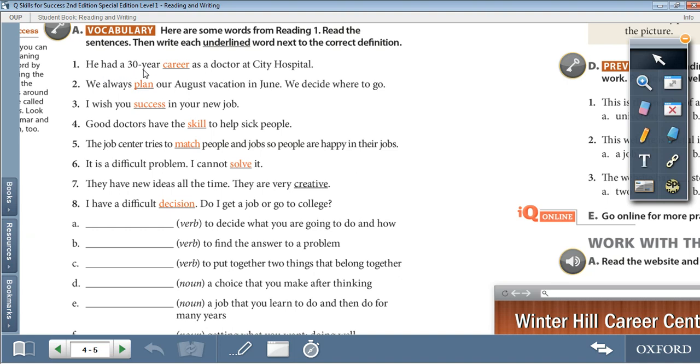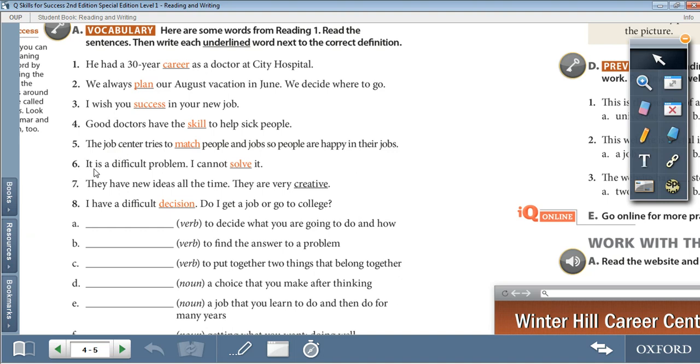1. He had a 30-year career as a doctor at City Hospital. 2. We always plan our August vacation in June. We decide where to go. 3. I wish you success in your new job. 4. Good doctors have the skill to help sick people. 5. The job center tries to match people and jobs so people are happy in their jobs.